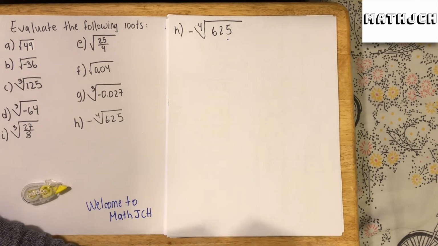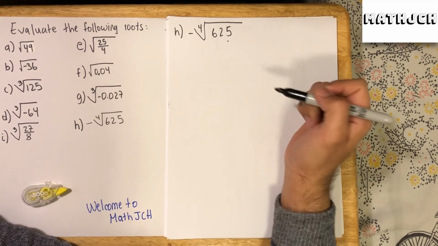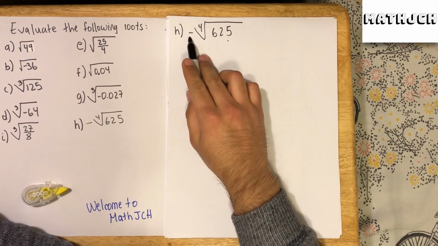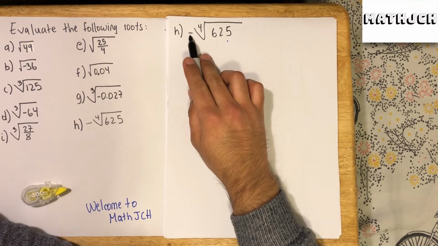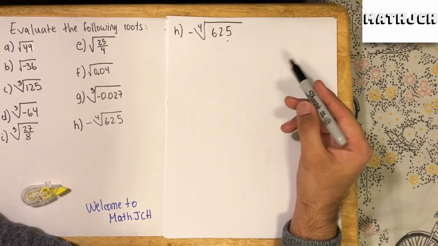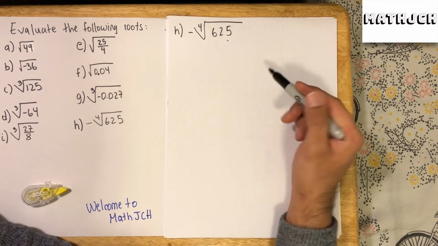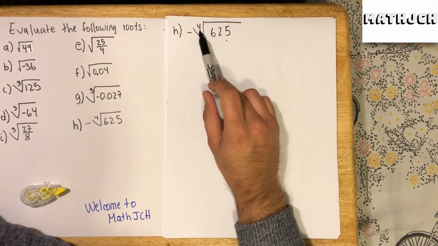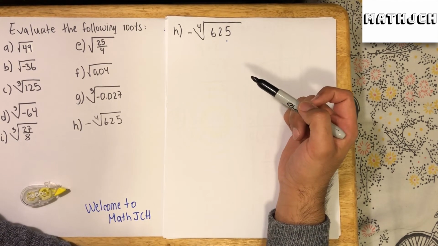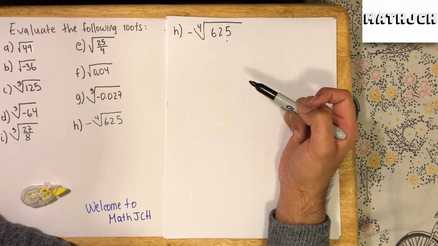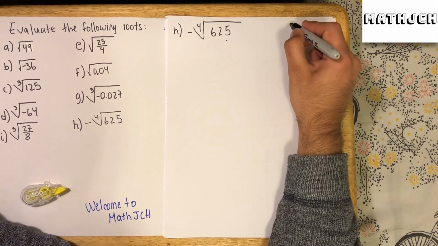For our next problem, we have fourth root of 625. And the negative is actually outside. So we don't have to worry about the negative until the end, okay? All we have to do is to carry it along with us. So we have 625 to the index of 4. How do we approach this problem? Let's first do the prime factorization of 625. Okay, so let's do it here on the side.